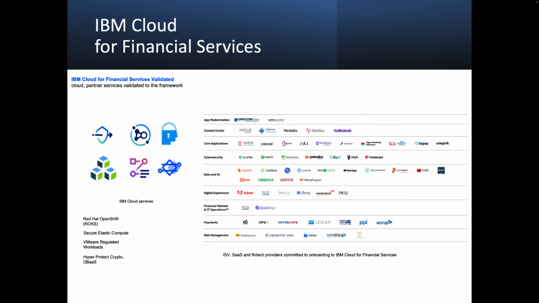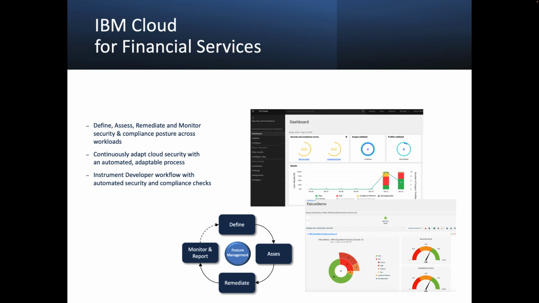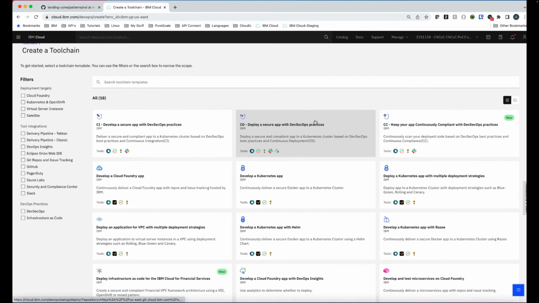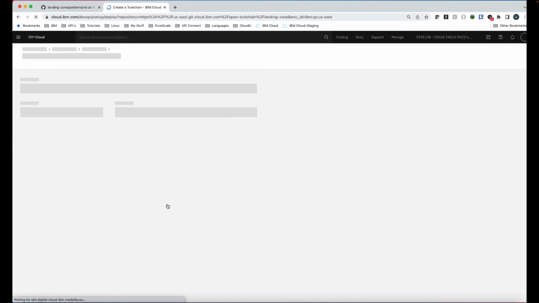The framework can be customized through a wide variety of independent service vendors and SaaS offerings that are financial service validated. The Security and Compliance Center provides a dashboard to define the controls and developer workflows. With continuous monitoring on security and compliance posture across the workflows, customers can assess, remediate, and adapt through automation. Here is a brief demo to deploy IBM Cloud for Financial Service Framework.